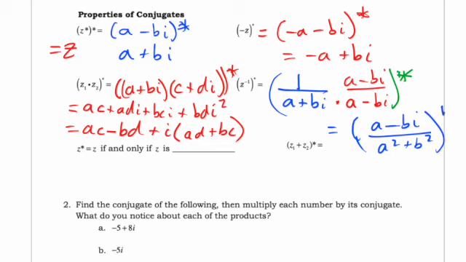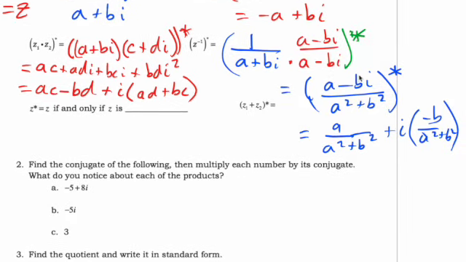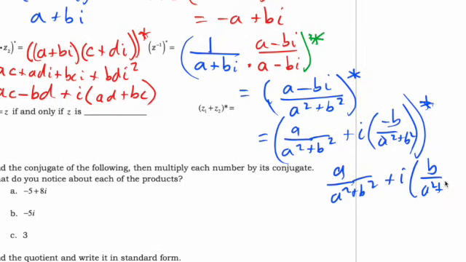Okay, so we can split that into a over a squared plus b squared, minus i times b, or actually let me write it like this, plus i times negative b over a squared plus b squared. Okay, so the conjugate of that just becomes positive, so we get a over a squared plus b squared plus i times b over a squared plus b squared.